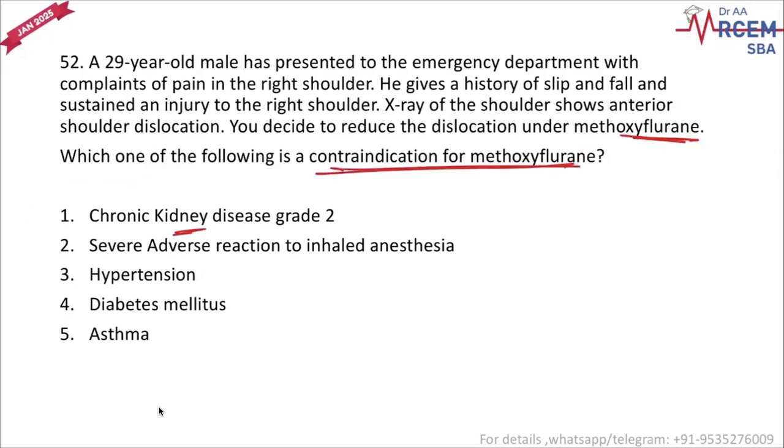Kidney disease of grade 2? No, it is not a contraindication. Hypertension, no. Diabetes, no. Asthma, no. Severe adverse reaction to inhaled anesthesia? Yes, because this is also an inhaled anesthesia. So the right answer here is the second one.